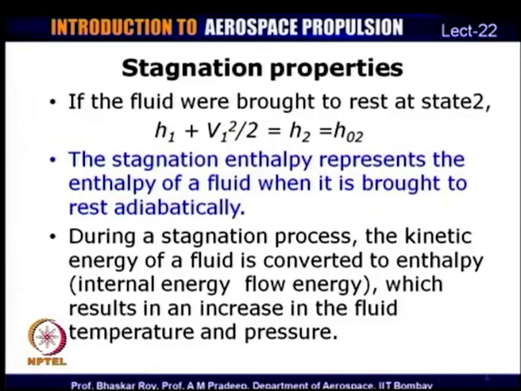So, what happens during this stagnation process? This is why it is called stagnation enthalpy. That is, the term stagnation comes because we are assuming that the fluid is adiabatically coming to rest. That is how the term stagnation enthalpy has arisen. So, during a stagnation process, kinetic energy of a fluid is converted to enthalpy, that is internal energy and flow energy, which results in an increase in the fluid temperature and pressure.